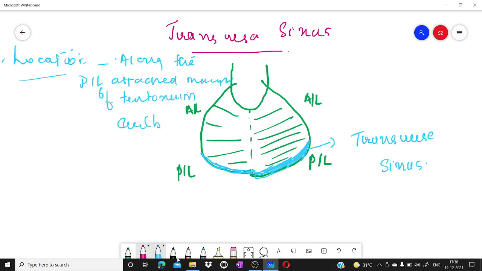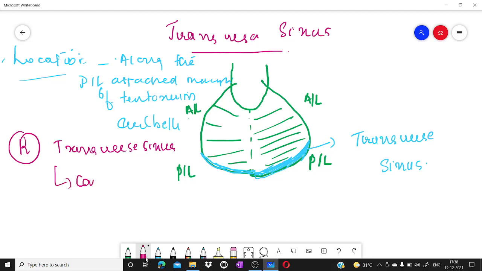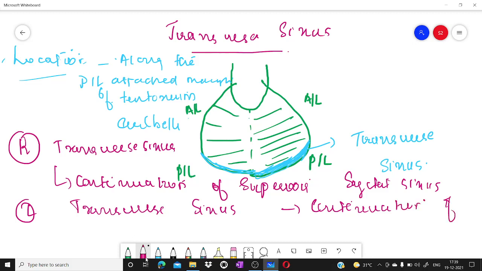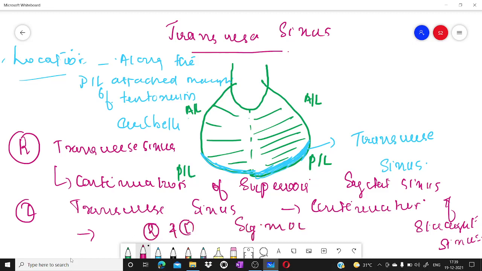Now about the formation. How is the right transverse sinus formed? We know that the right transverse sinus is actually a continuation of the superior sagittal sinus. How is the left transverse sinus formed? The left transverse sinus is a continuation of the straight sinus. Now what happens to the right and left transverse sinus? The transverse sinus on both sides continues as the sigmoid sinus.